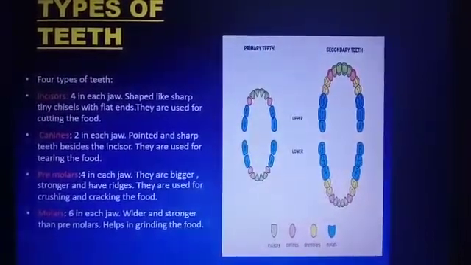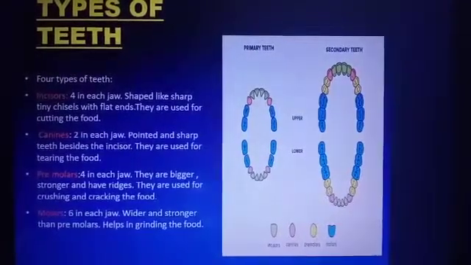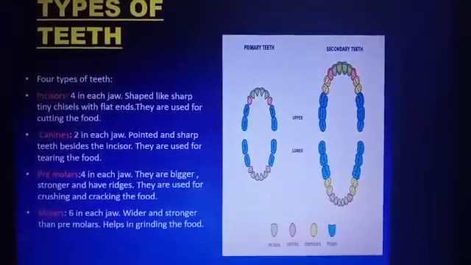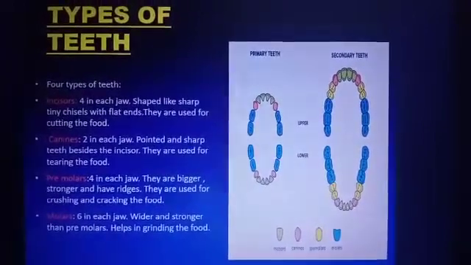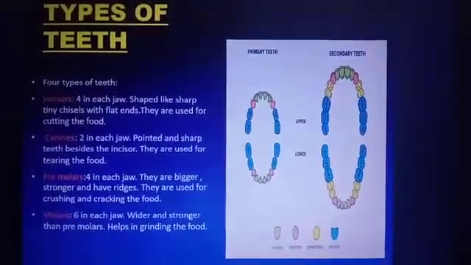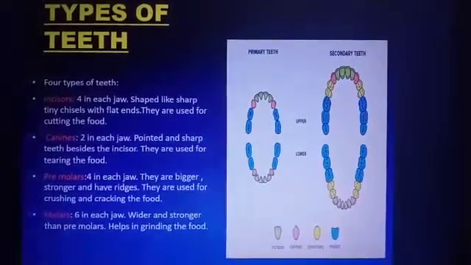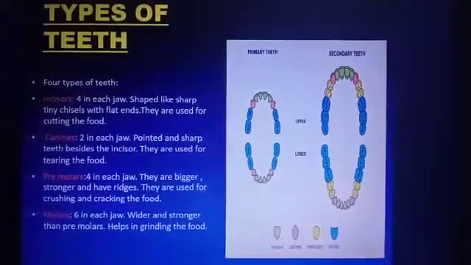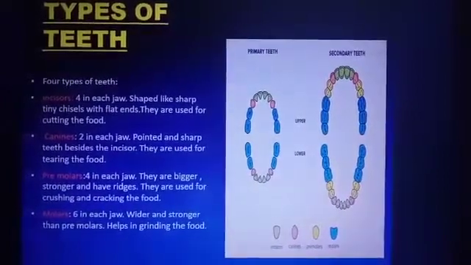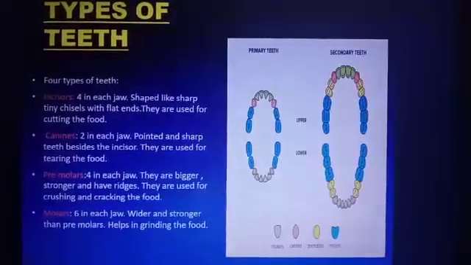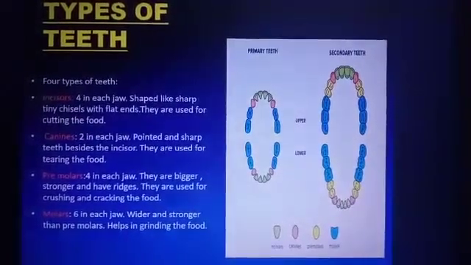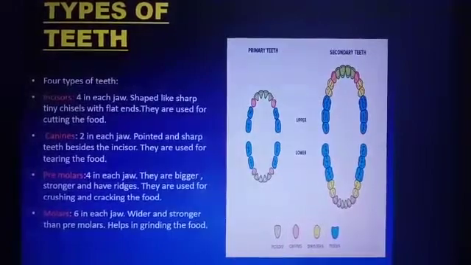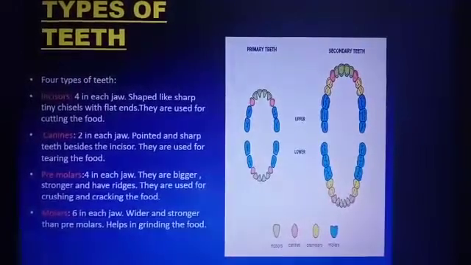Next is canine. Canines are 2 in each jaw, which means 2 in upper jaw and 2 in lower jaw. Pointed and sharp. They are at the side of incisors, and their function is to tear the food. This is mostly important in carnivorous animals. Then are your premolars. Premolars are 4 in each jaw. They are bigger, stronger and have ridges. They have to crack the food, crush the food.